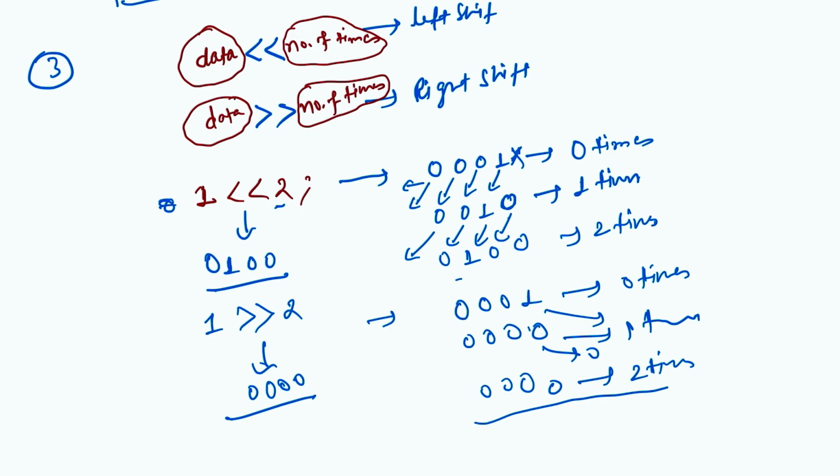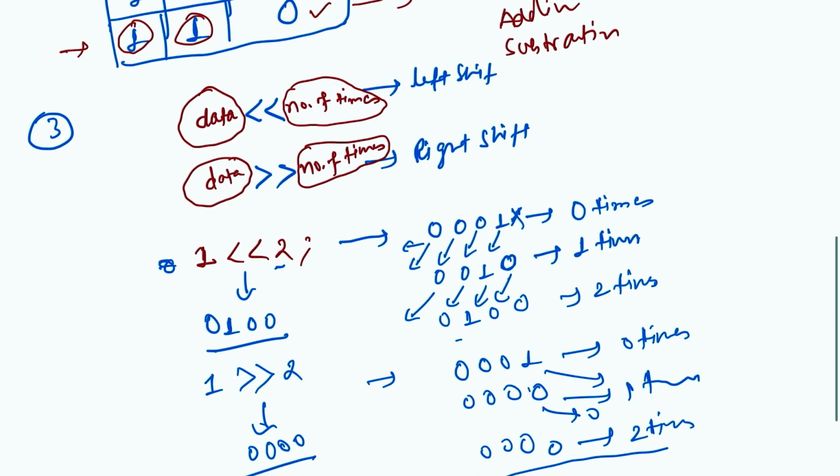This is the concept, and you should never get confused. Always remember: data and number of times. This sequence will be the same for left shift and right shift. In the technical interview for embedded system engineer and embedded software engineer, they ask questions on left shift and right shift.